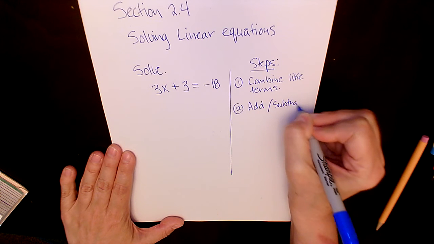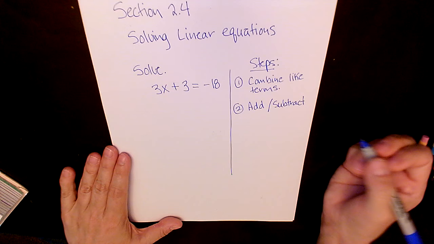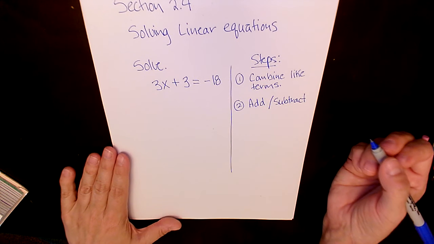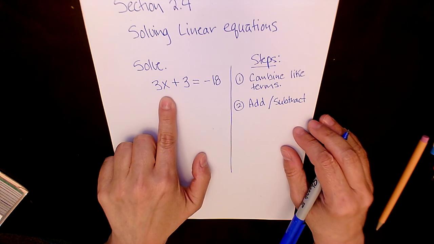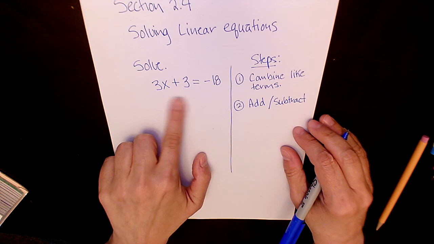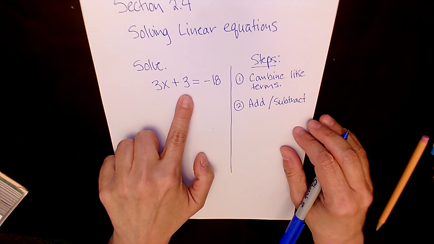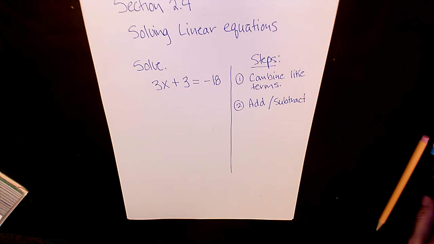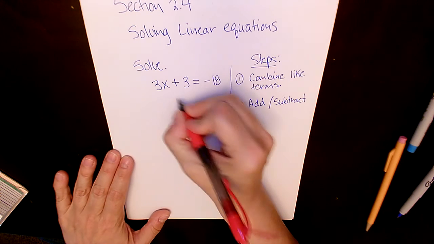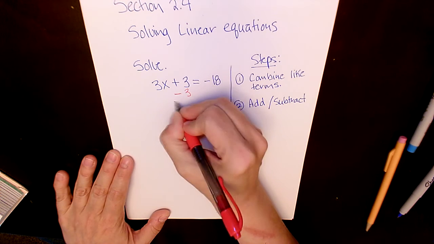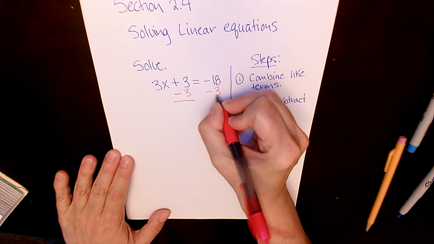and that is we want to add or subtract. And I want to start on the side that has the variable, because remember we want to get this x, or the variable, alone. So I've got a plus 3. What's the opposite of adding 3? I'm going to subtract 3, and remember I have to do that to both sides.